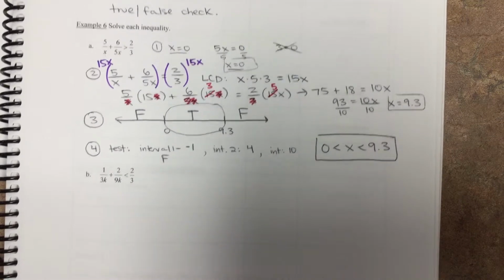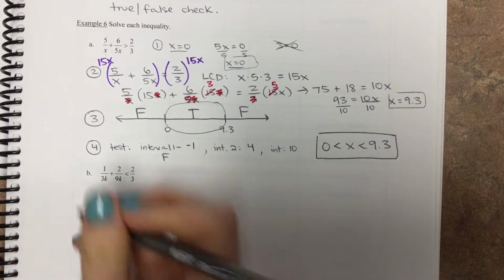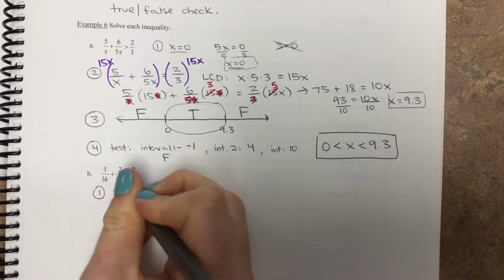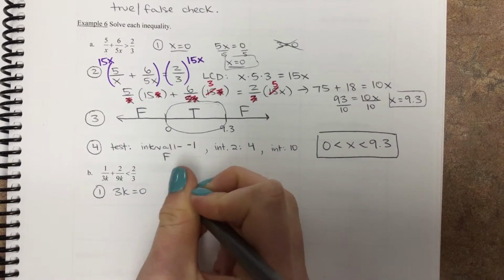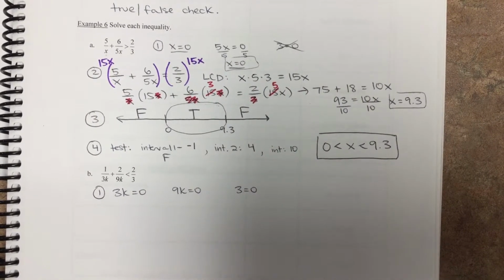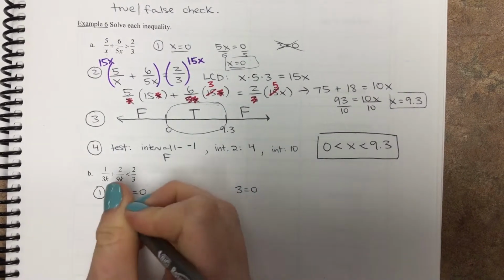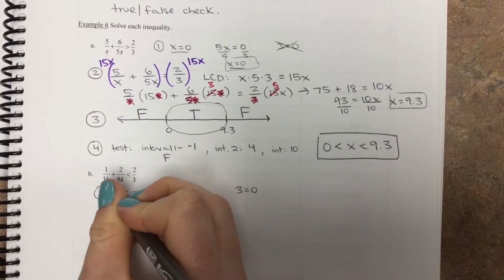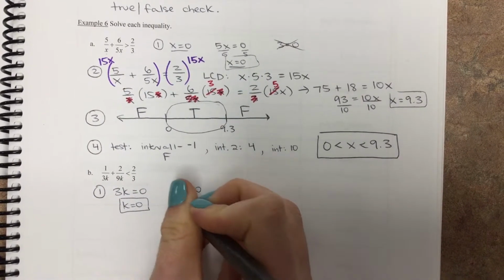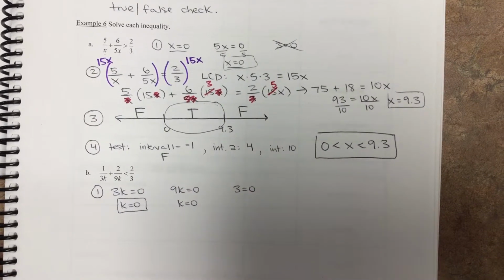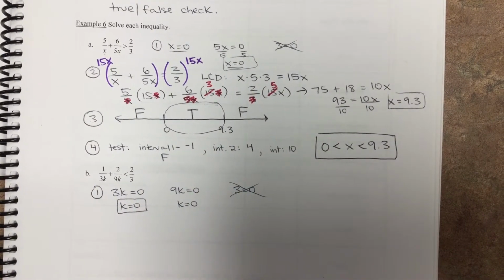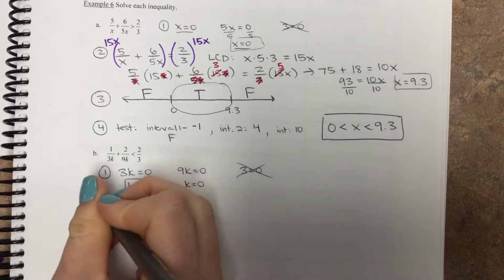Okay, so now that we've got this process down, let's take a look at the next one. Number 1 is we list our domain restrictions. So we take all of our denominators and see where they're equal to 0. Here if I divided both sides by 3, I would get k equals 0 as my domain restriction. Here if I divided by 9, I would also get k equals 0, which I already have, so I don't need to list it again. And 3 can't equal 0, so that last denominator won't give me a domain restriction.